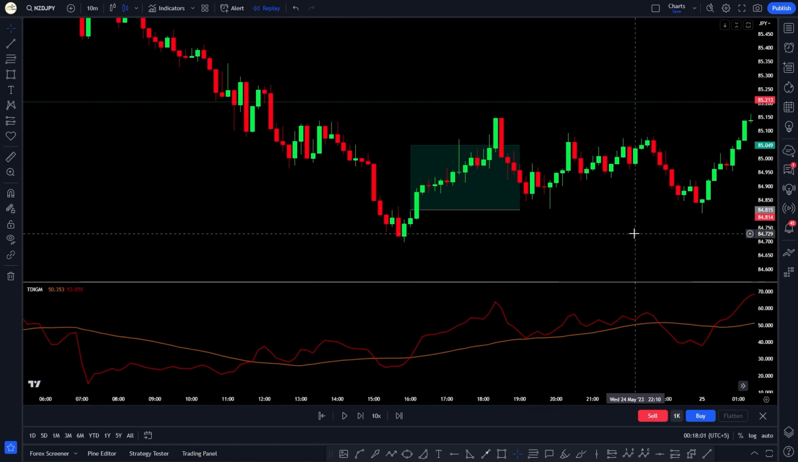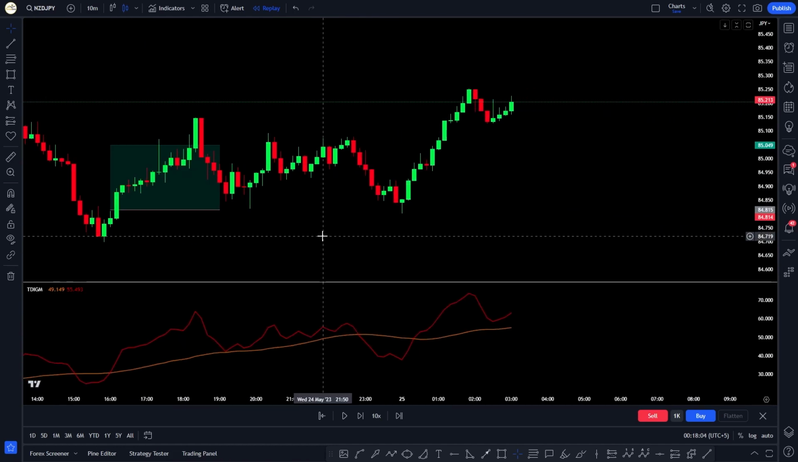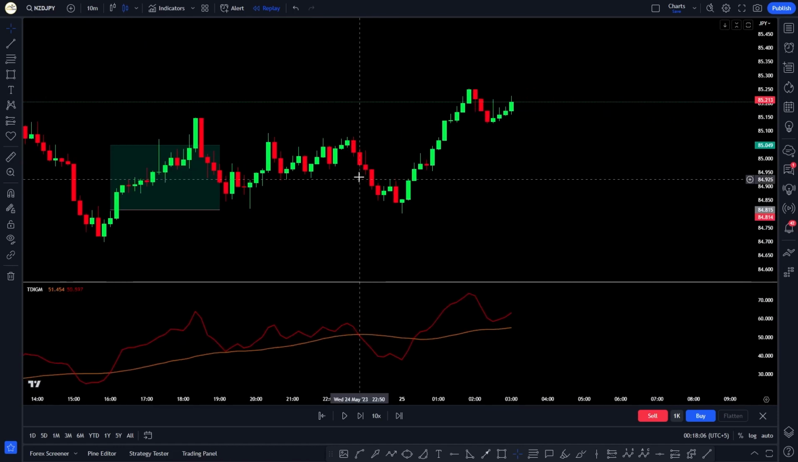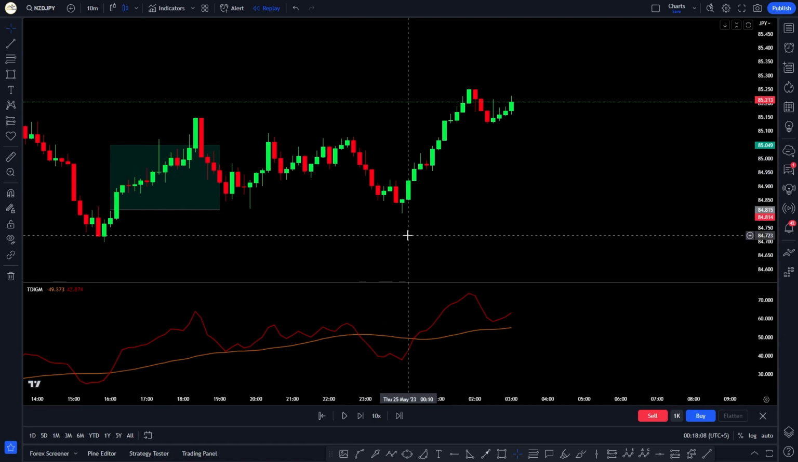Similarly, if we look here, we can see that the crossover is happening in the downward direction, and after the crossover we can see the trend moving in the downward direction.